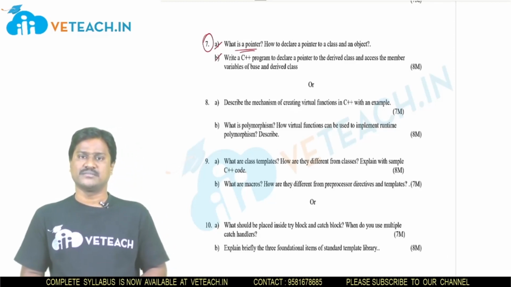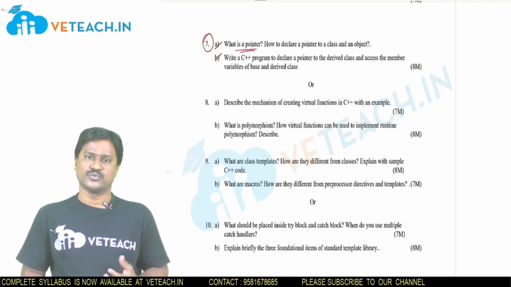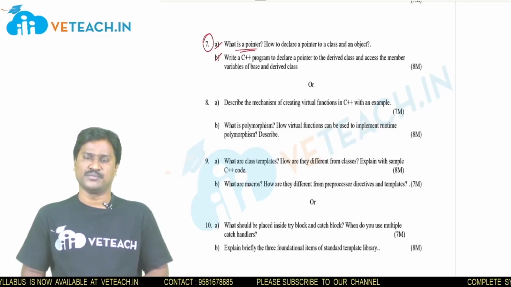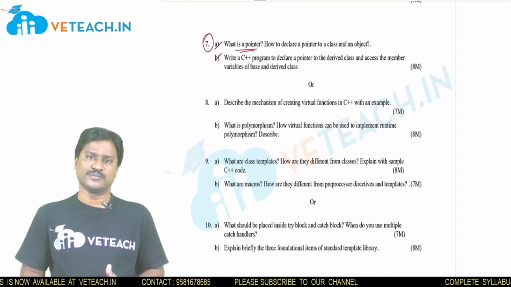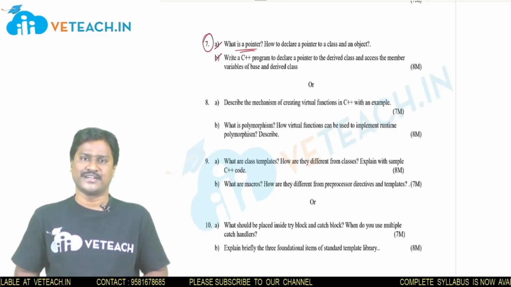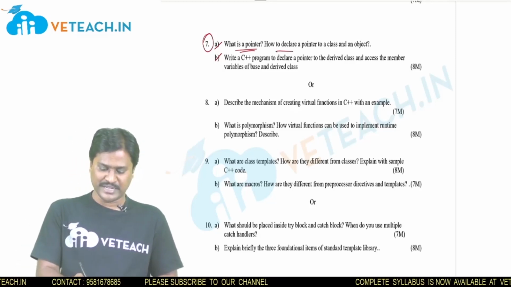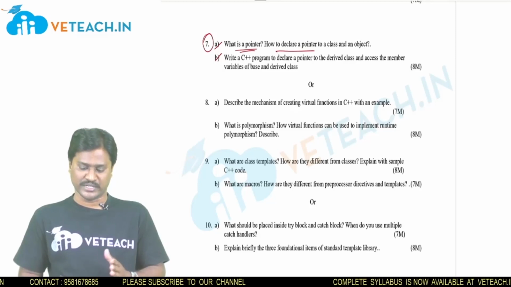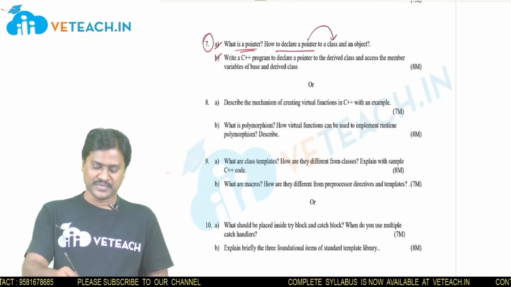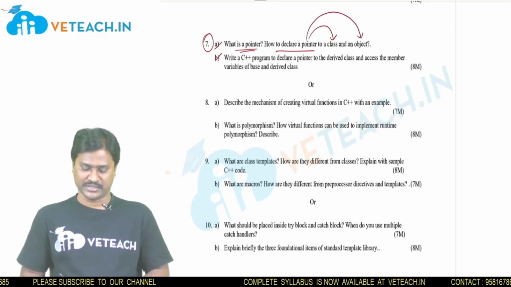A pointer is nothing but a reference to a particular memory location. A pointer also works as a variable which holds the address of another variable. We learned these topics in C, but in C++ some more additional features are added to the pointer concept. Here we can declare a pointer to a class or an object. So how do we declare a pointer to a class, and to an object? We will see this clearly.